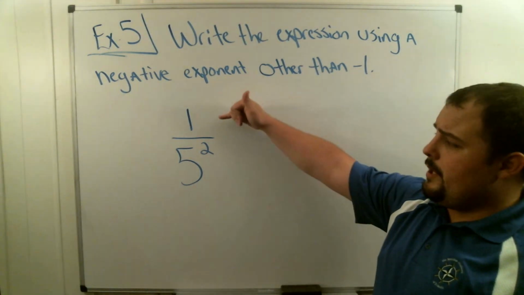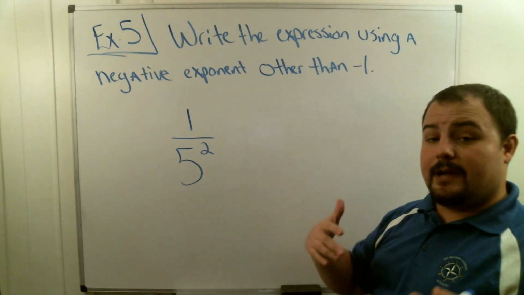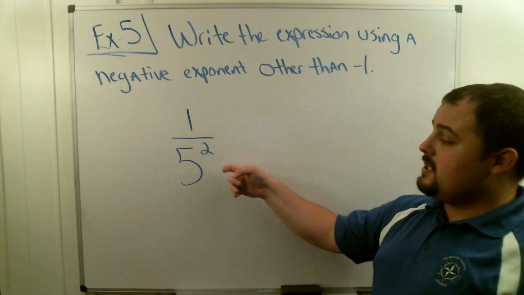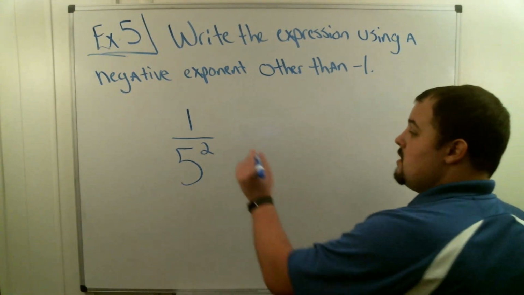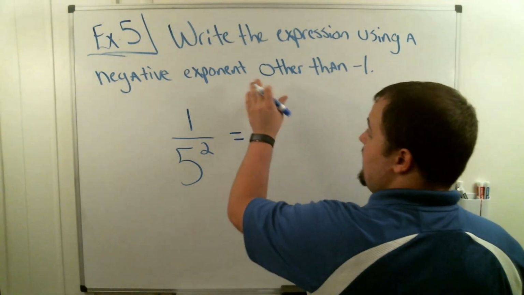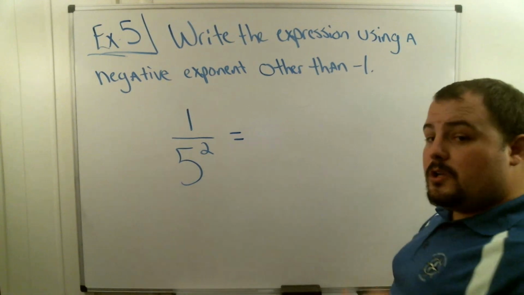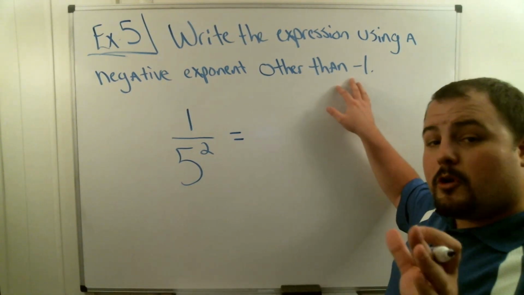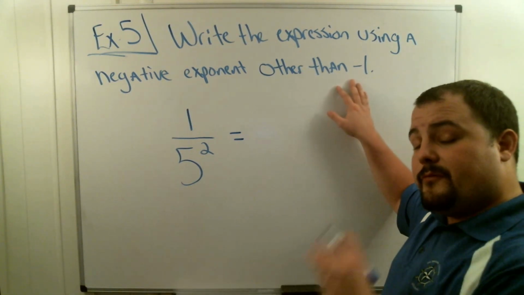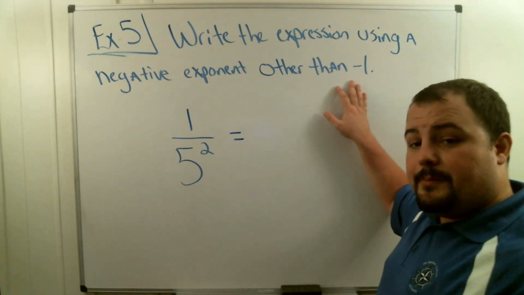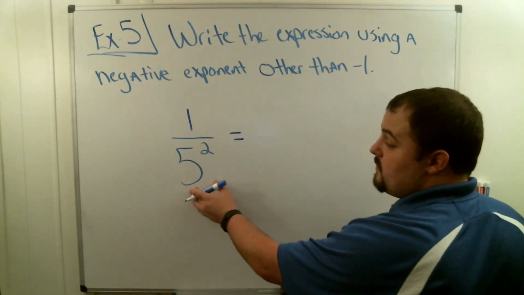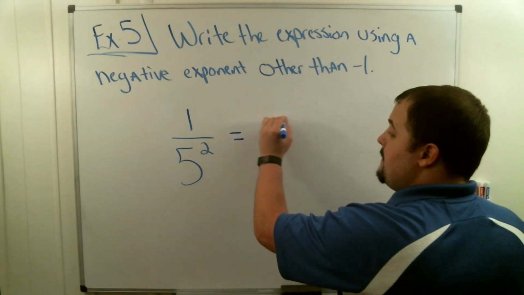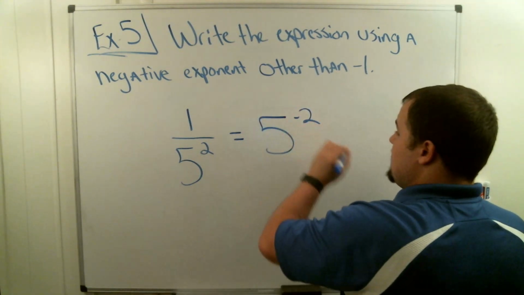So in this problem, we have 1 divided by 5 to the 2nd power. Now notice that 5 to the 2nd power is positive on the bottom. So we're going to change it so the exponent becomes a negative. One of the rules in the directions says that we're not allowed to have the exponent be a negative 1. So we have to use any other number other than negative 1 as our exponent. Well, in this case we're lucky, because 1 over 5 to the 2nd power would be 5 to the negative 2nd power.